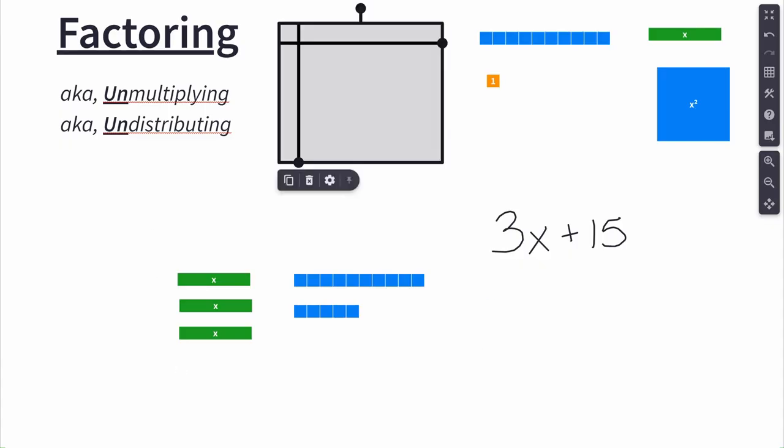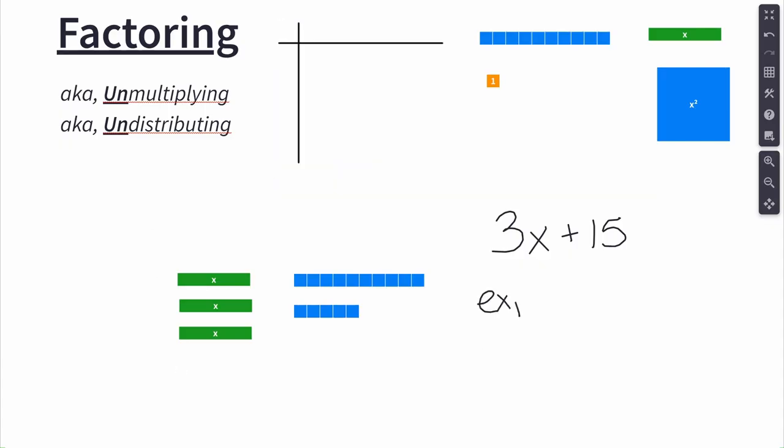My goal here would be to end up with one expression times another expression. Or sometimes we're not going to need the parentheses. But to factor, it means to unmultiply. We're going to show this multiplication here.